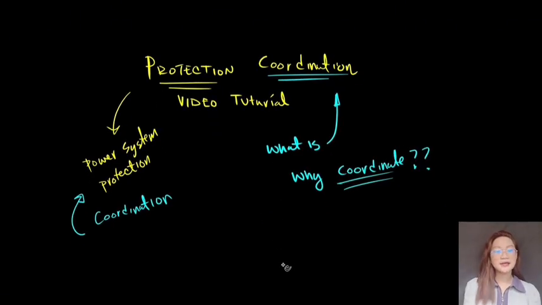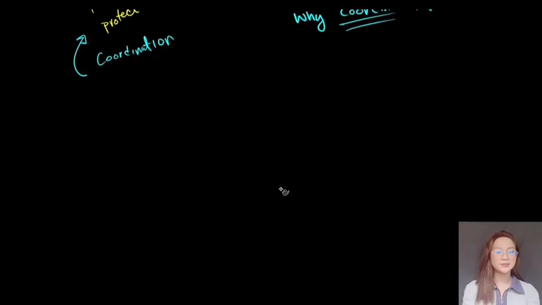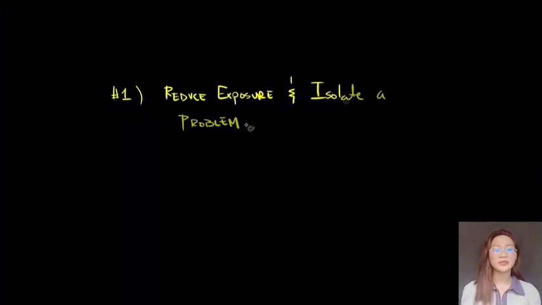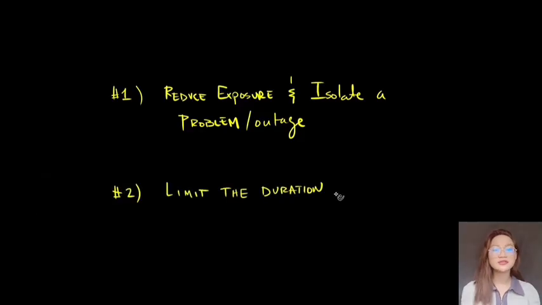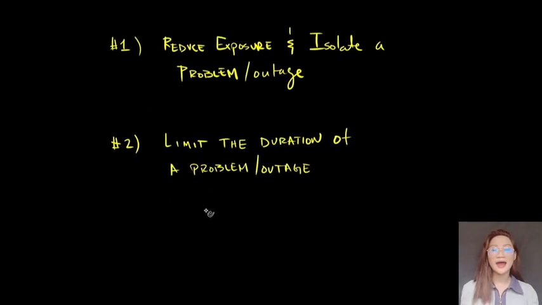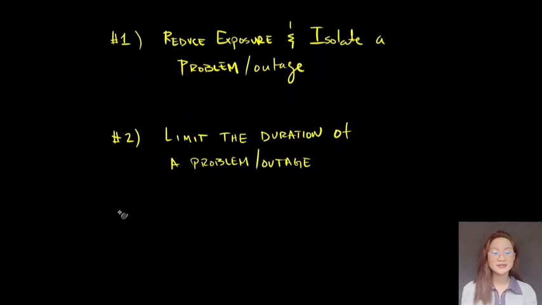So now, let's talk about what we want plainly. What we want is number one, to reduce exposure and isolate a problem or an outage. This is pretty simple to grasp. We don't want the outage to cascade. The second thing we want is to limit the duration of a problem or an outage. We don't want an outage to last longer than it has to.